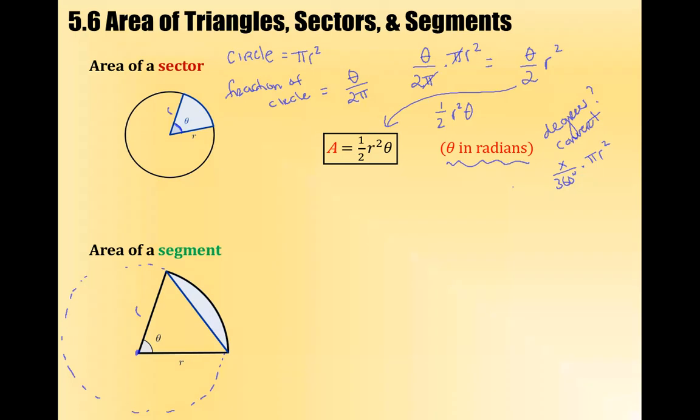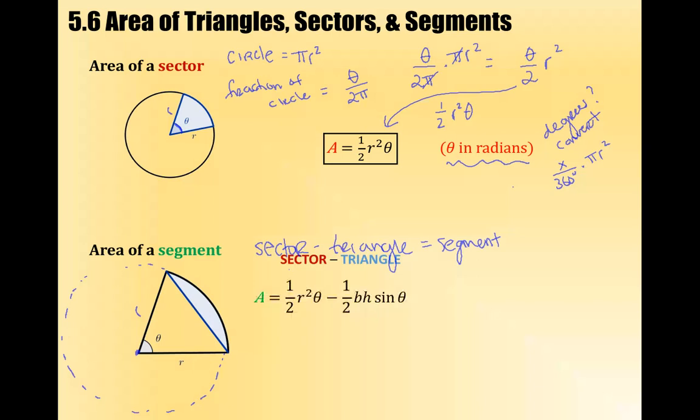Well, I can now really combine these two ideas of area of a triangle and sector area. And I can figure out what the area of the sector minus the area of the triangle is going to equal: the area of the segment, of the crust, of this part. So I've got the sector minus the triangle. That's what we worked with. This is the area of the sector. This is the area of the triangle.